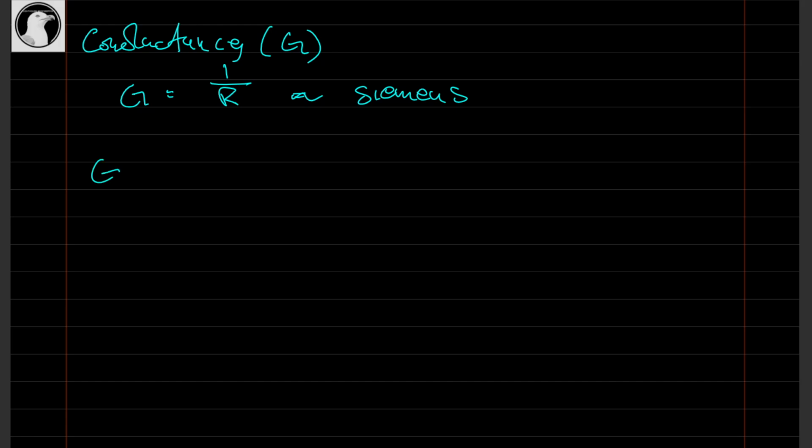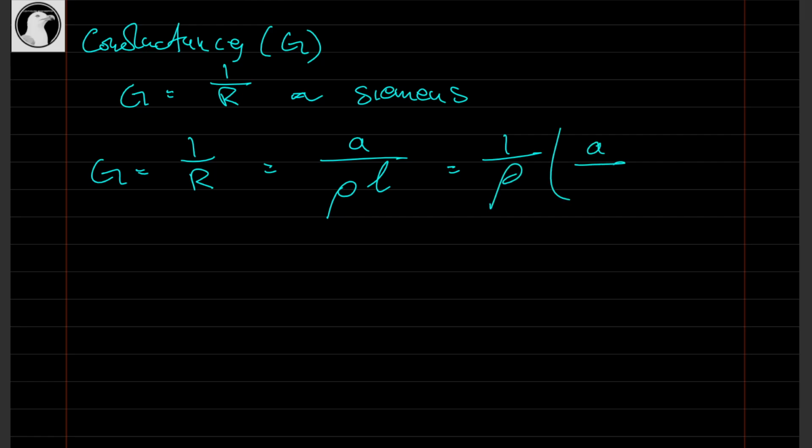So G is equal to 1 over R, like I said, which is area over rho multiplied by L. That's R, in fact. So if you flip that over, you'd get this, and then you do a little bit of breaking apart. Now this right over here would form its own parameter in this case.